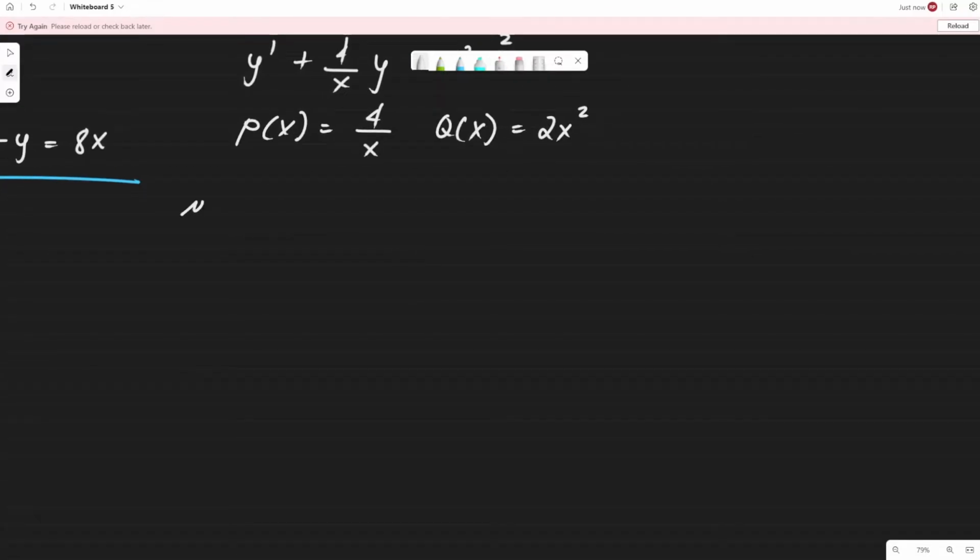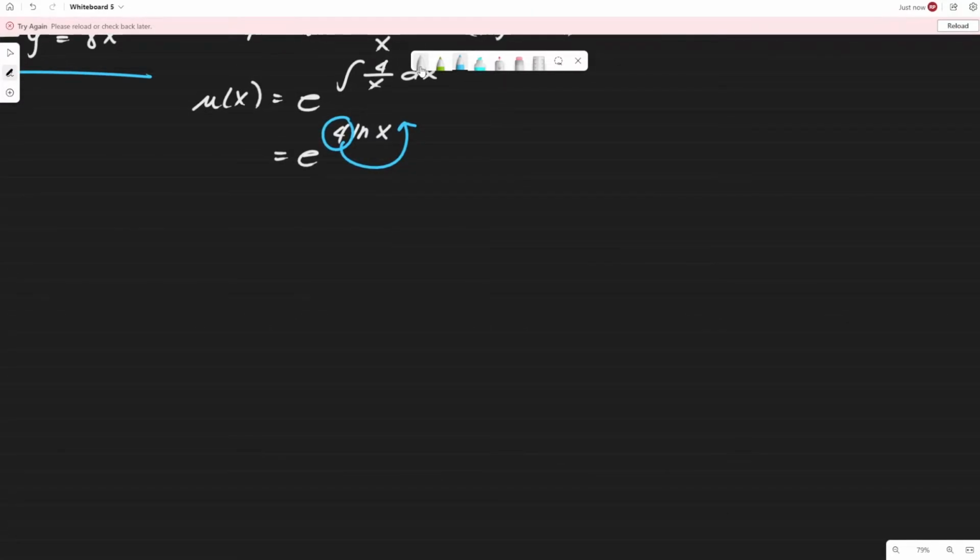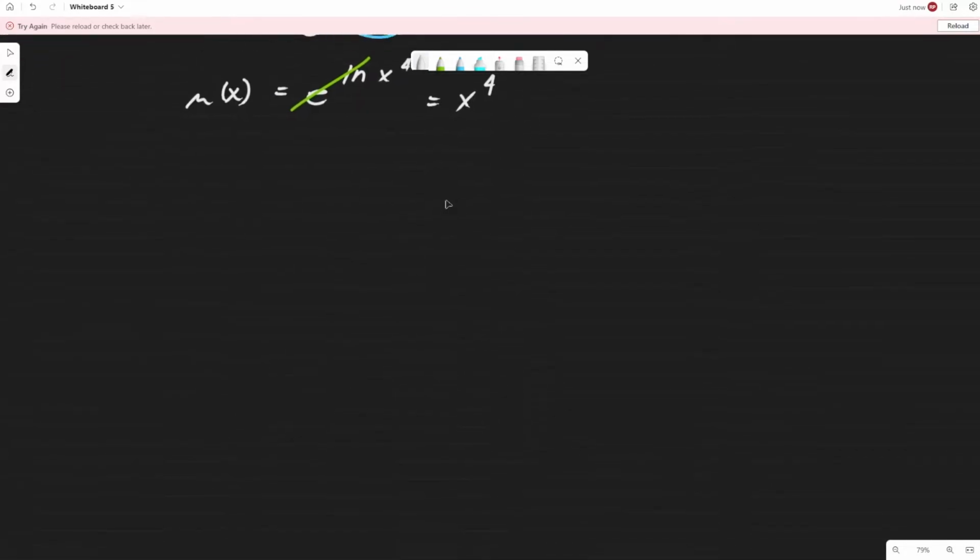So we have mu of x is equal to e raised to the integral of 4 over x dx. Okay, so we'll have e raised to 4 ln x, obviously. Diba? Tapos gawin natin exponent si 4. Ayan, gawin natin siya exponent. So therefore, we'll have e raised to ln of x to the 4th. So obviously, magka-cancel si e raised to ln. So therefore, we'll have x to the 4th. Okay, ito yung ating integrating factor, our mu of x.